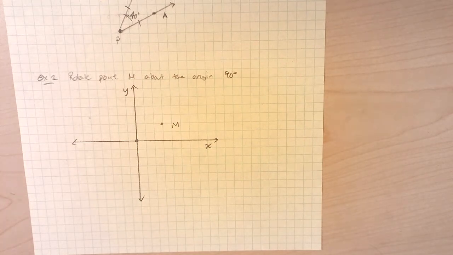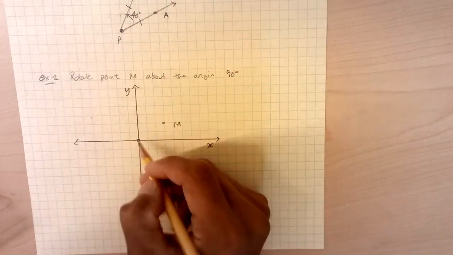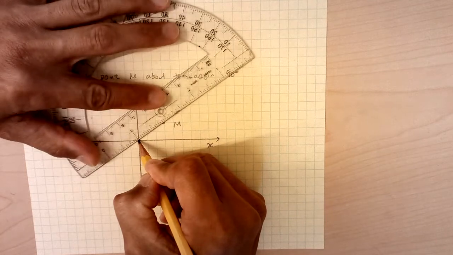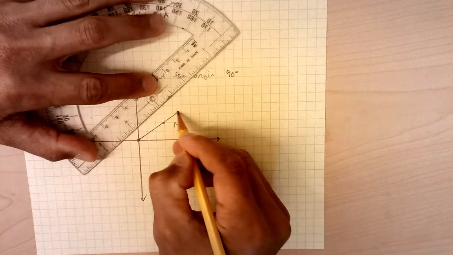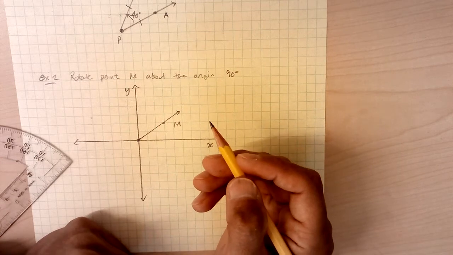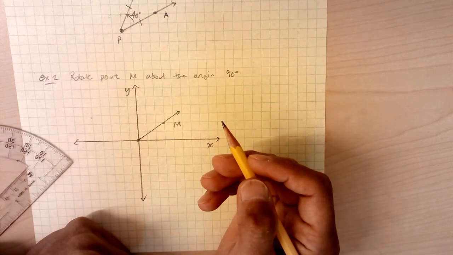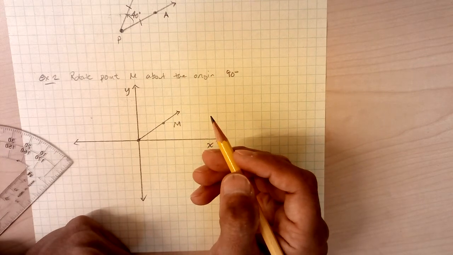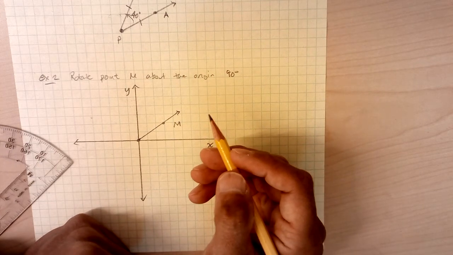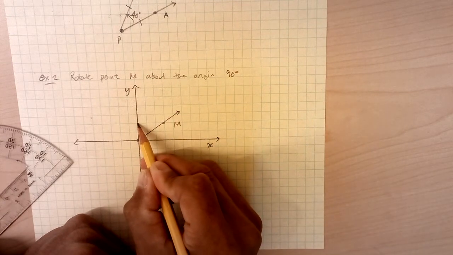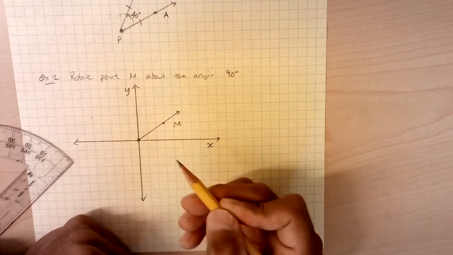So I do something similar to the last example. I want to make a ray where, in this case, the center of rotation, the origin, is the endpoint of the ray, through the point that I'm going to rotate. And then I need to make a 90-degree angle. So instead of using my protractor, here's what I can do. Going back to 4.1, parallel and perpendicular lines: if I take a look at this ray, the slope of this ray is up 2, right 3. So the slope is 2/3.